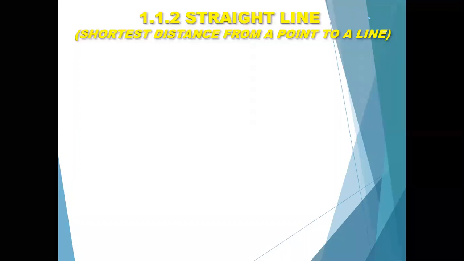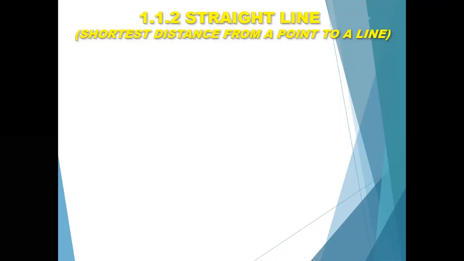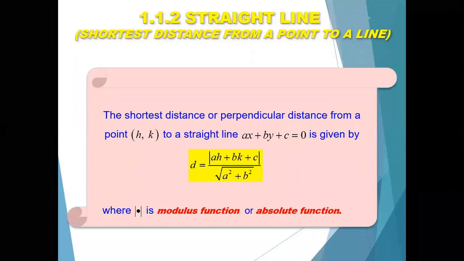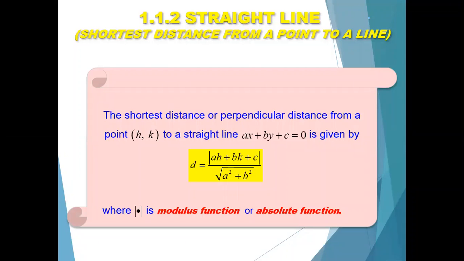We move to straight line, the shortest distance from a point to a line. The shortest distance, or perpendicular distance, from a point (h, k) to a straight line ax + by + c = 0 is given by d, where d stands for shortest distance, equal to the modulus of ah + bk + c over the square root of a square plus b square.